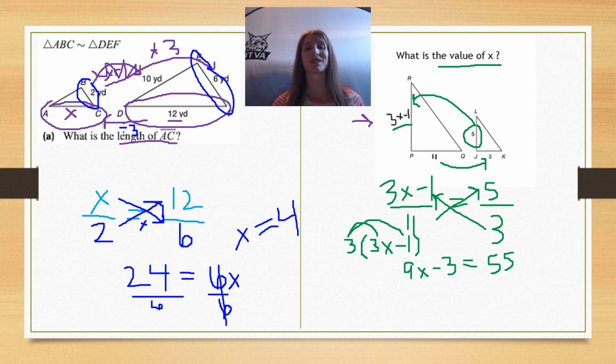Okay, so now you see we have 9x minus 3 equals 55, and we're just going to solve this equation. So all of these questions are bringing us back to solving equations. See how important they are? When I do the opposite of subtracting 3, I add it.